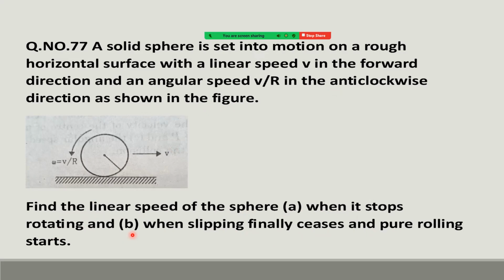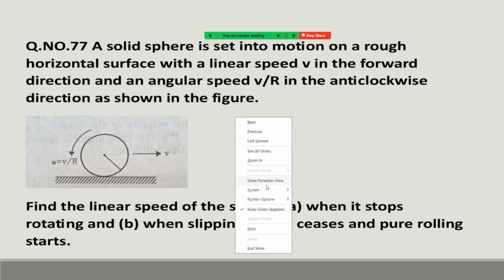So this is known as reverse spin or back spin. It has velocity to the right side, but rotation is now anti-clockwise. Okay, this is known as back spin or reverse spin. So given a solid sphere, omega value v by r, when rotation stops and finally slipping stops, we have to find the v value. Let's see how to solve it.